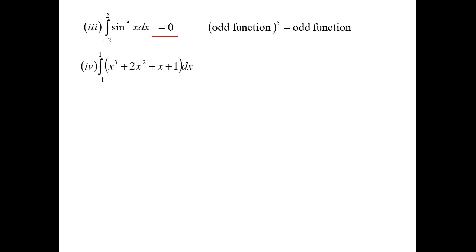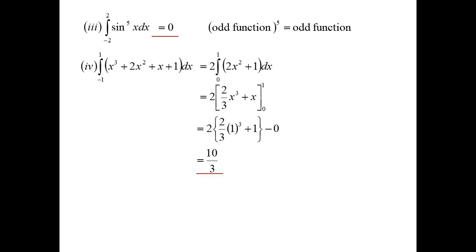So I can rewrite it like that. Because the x cubed is odd, that's going to be 0. May as well not be there. 2x squared, that's even, so now I'm going to have twice the 2x squared. x is odd. That's going to be 0. May as well not be there. 1 is even. So really, all I'm integrating is 2x squared plus 1, and I'll double it, go from 0 to 1. And there we go, 10/3. So if you notice things like that, you can take advantage of the symmetry.